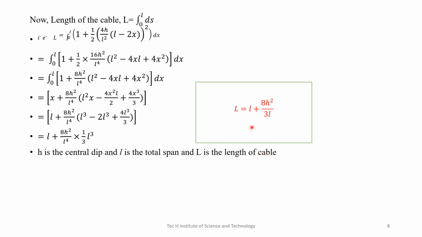Okay, by simplifying the equation we will get capital L, that is the length of the cable, is equal to small l plus 8h square divided by 3l. Okay, where capital L is the length of the cable and small l is the span length and h is the central dip.